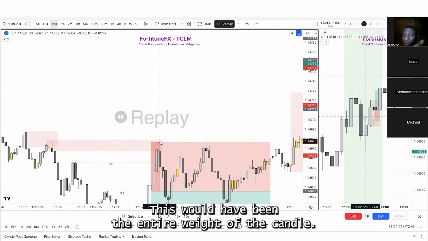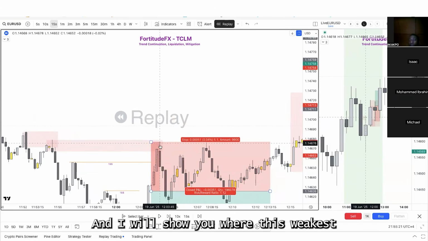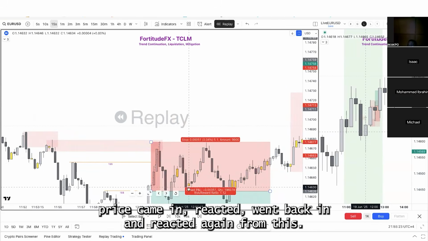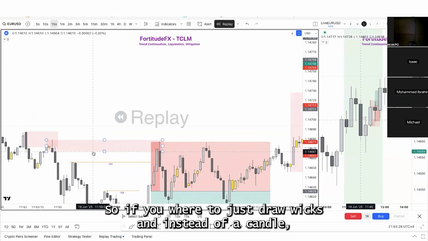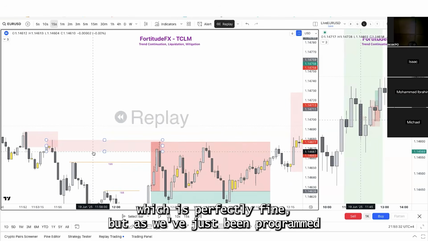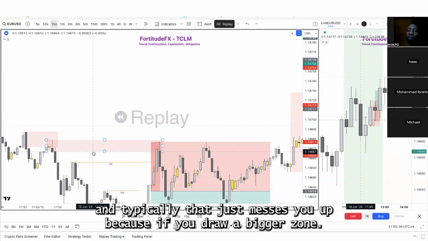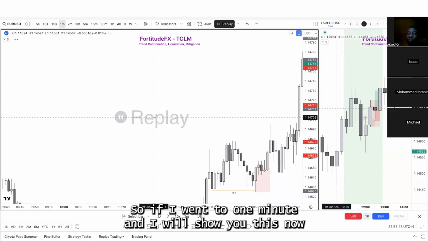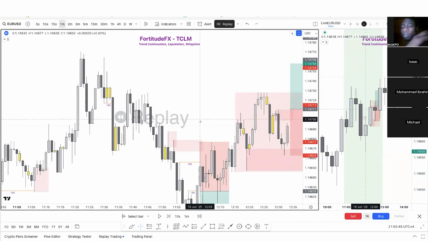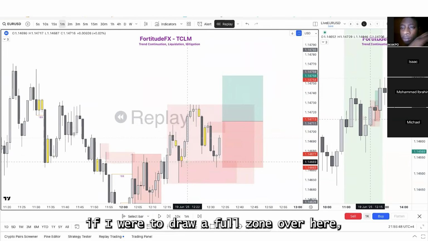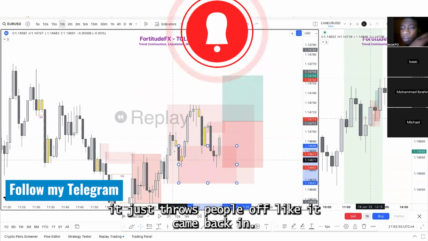This would have been the entire wick of the candle, and I will show you where this wick is. Price came in, reacted, went back in, and reacted again from this. So if you were to just draw wicks instead of the candles, you'll be just perfectly fine. But we've just been programmed so much that we have to draw full-bodied candle zones. And typically that just messes you up, because if I went to 1 minute, and I will show you this now, if I were to draw a full zone over here, it just throws people off.